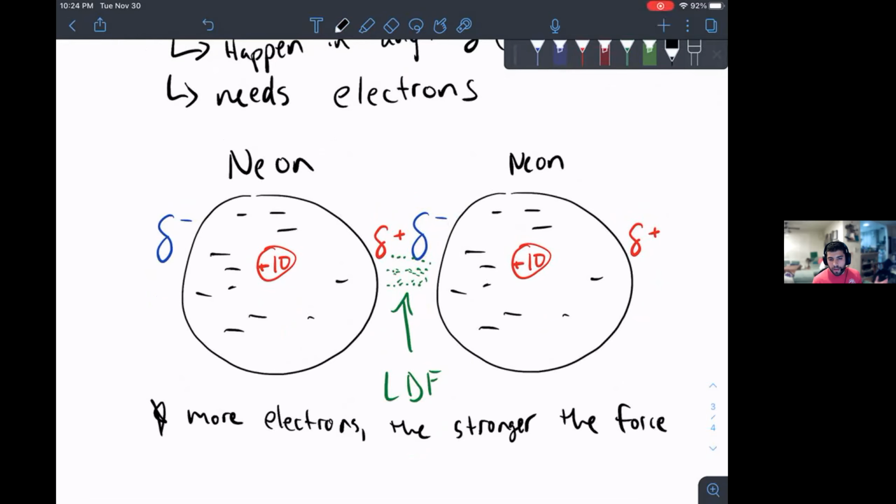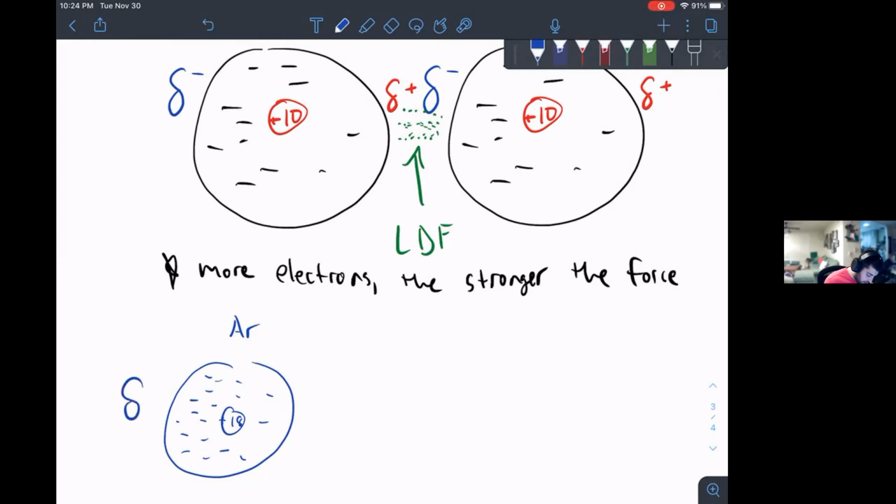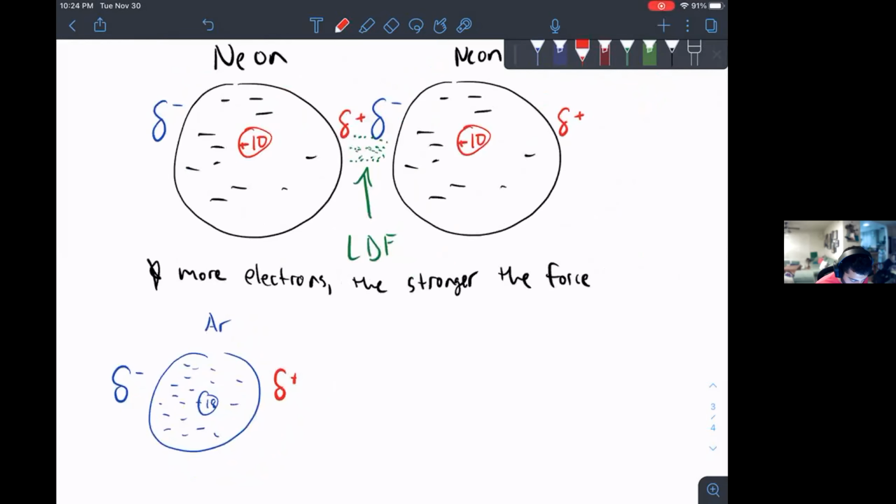And with that said, that can just be explained by if we take a look at maybe argon with 18 electrons: 1, 2, 3, 4, 5, 6, 7, 8, 9, 10, 11, 12, 13, 14, 15, 16, 17, 18. With more electrons, the partially negative side has more electrons to make it negative, and the partially positive side has more of a force from the nucleus to make it positive. So we have a stronger force. It's literally just adding it up and kind of looking at it in a logical format.